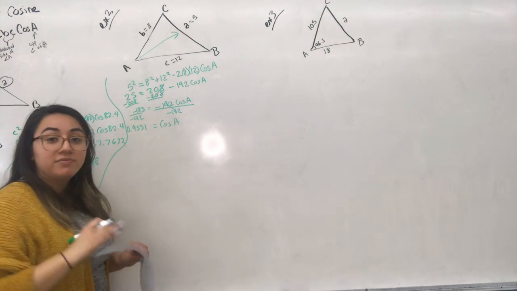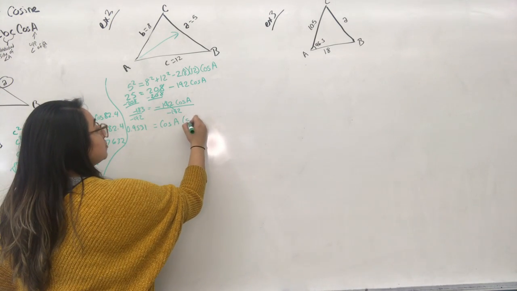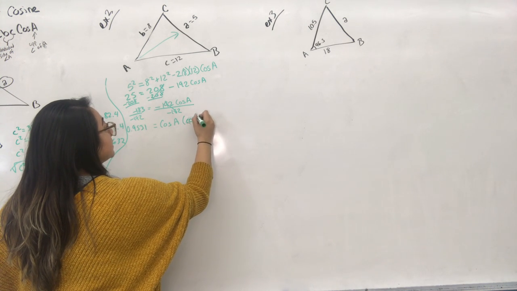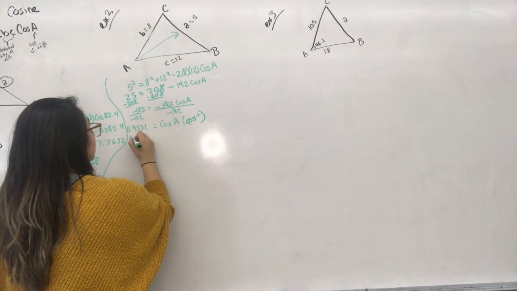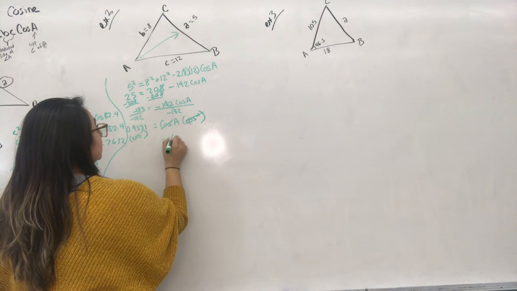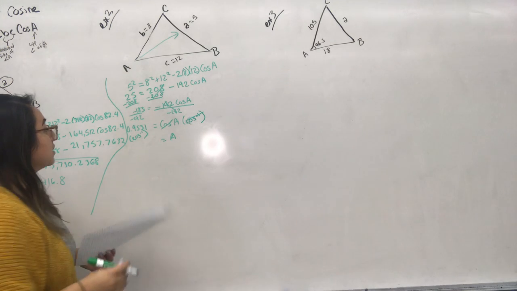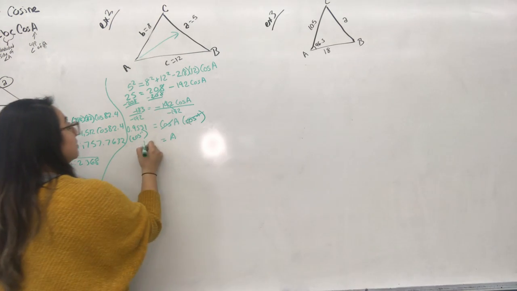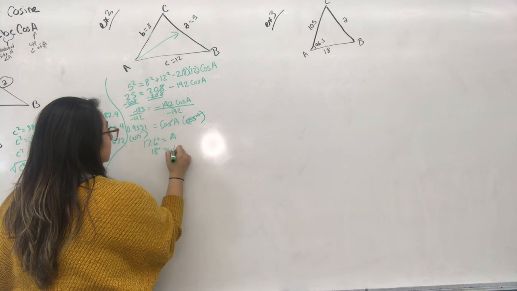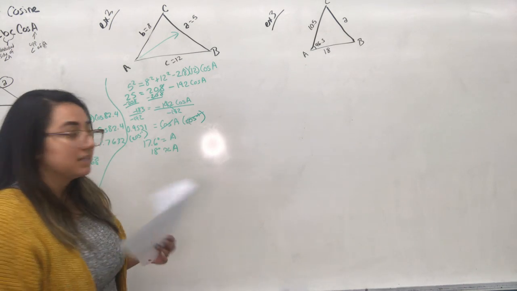To get the A officially by itself, I have to do the inverse cosine. So you have to do that the very last step. So the inverse cosine to both sides, and that gets the A completely by itself. The inverse cosine of 0.9531, I get about 17.6, and the book rounded it to 18 degrees. It's okay if you rounded it up, you leave it there.